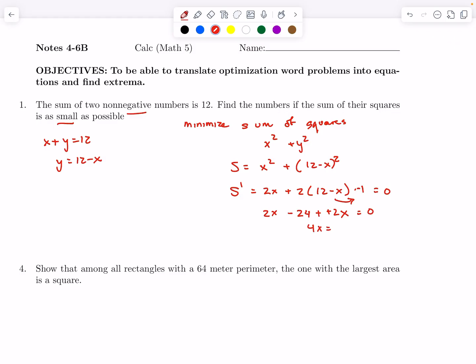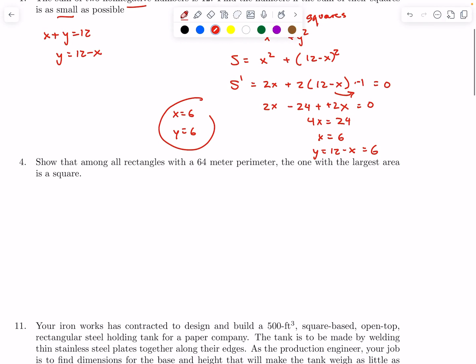Sorry, had a brain fart. No, what does y equal? Okay. So the two numbers are both 6. This happens a lot with max-min problems.